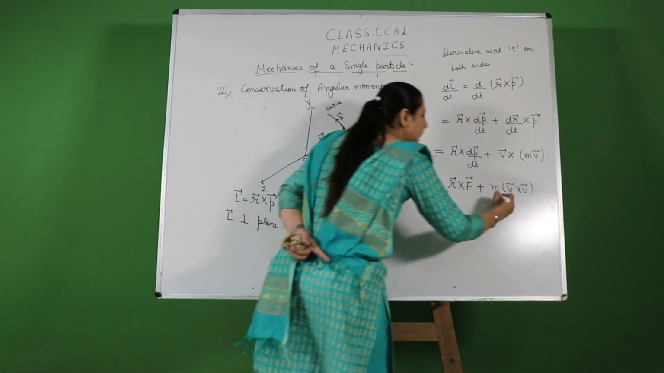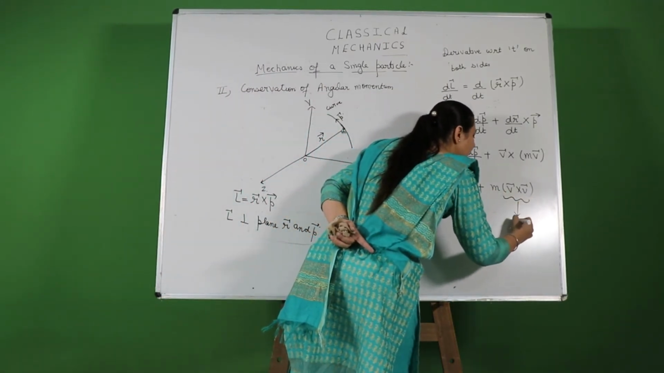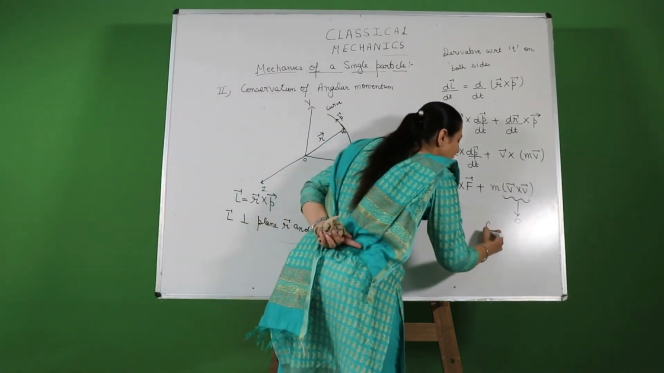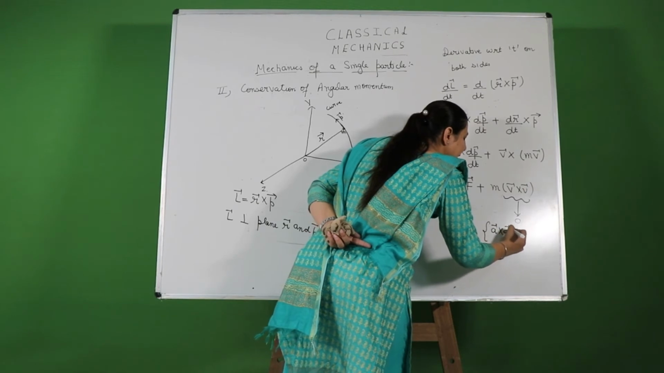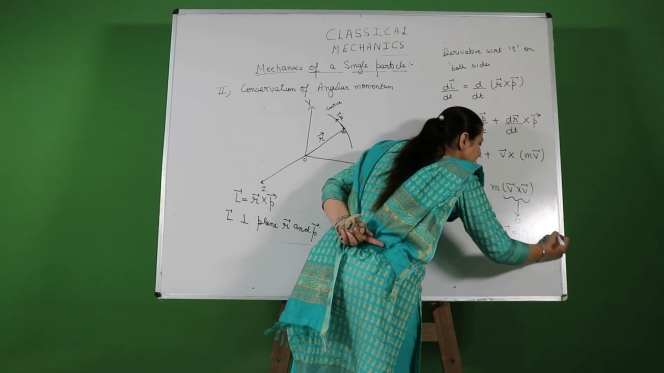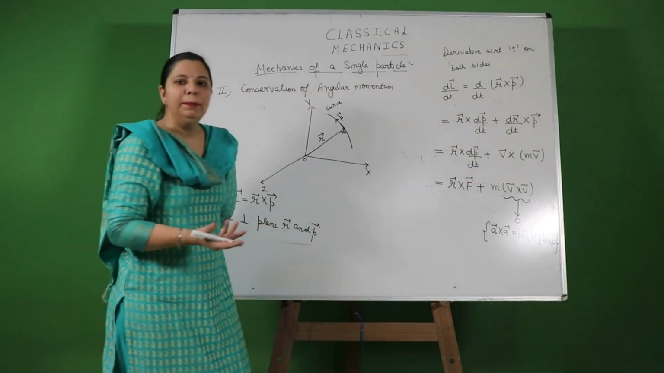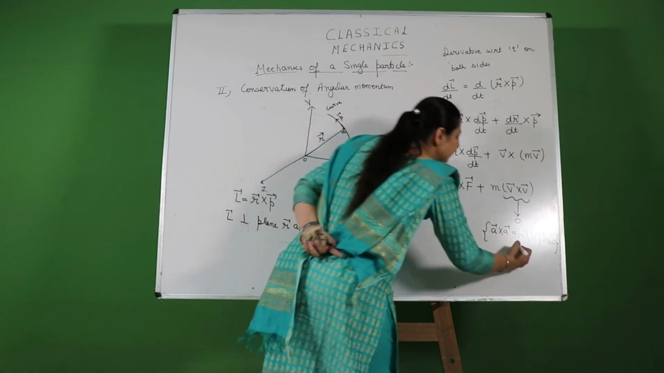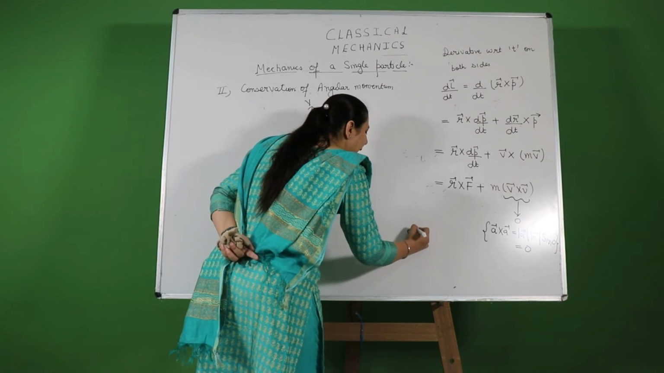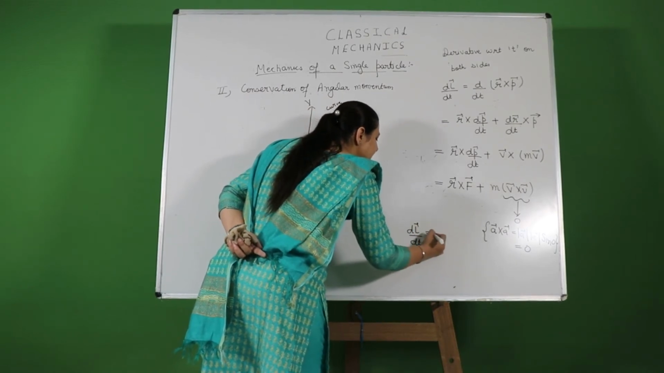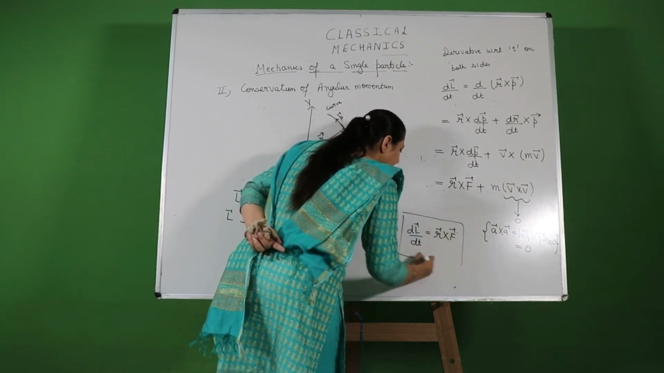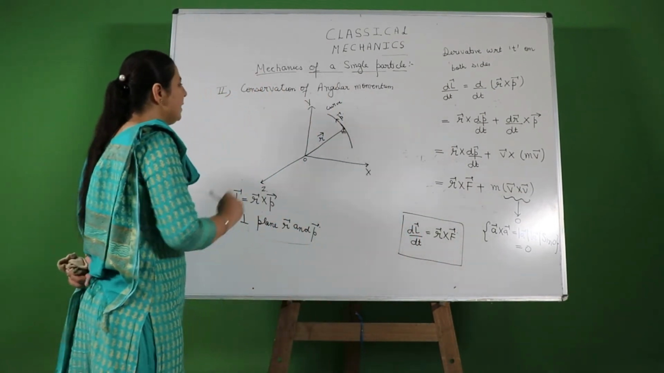We know that when two same vectors are cross multiplied, we get 0, because if you remember, what is A cross A? It is nothing but magnitude of A into magnitude of A into sine of the angle between them. So the angle between them is 0, which means this will be 0. So what I get is dL upon dt. This is nothing but r cross F.